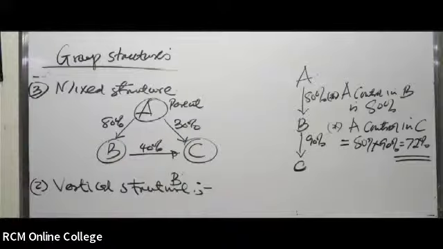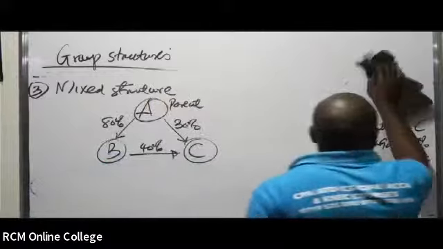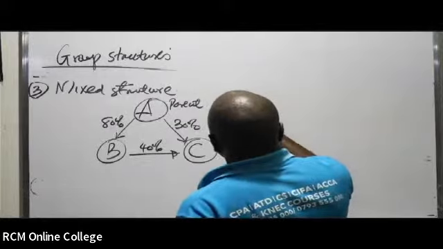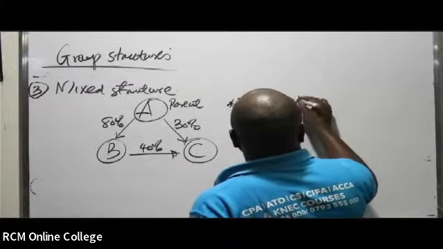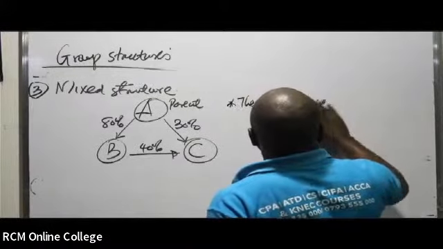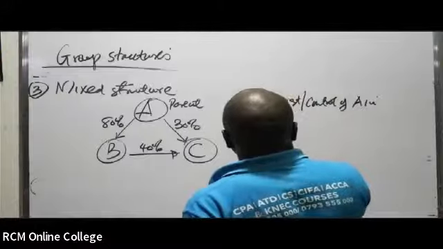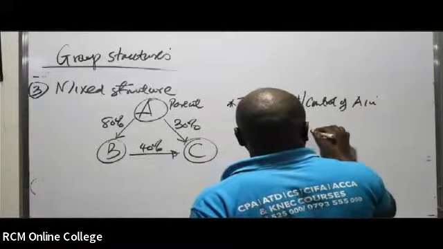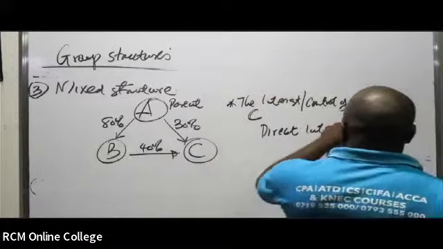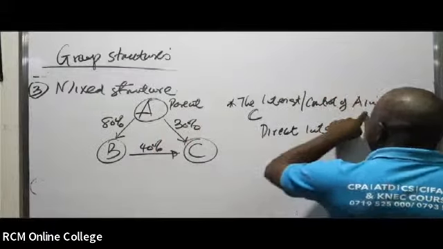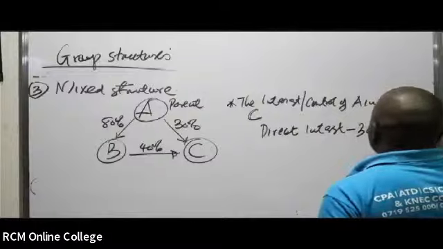So in this case, we want to get the interest or control of A in C. The interest or control of A in C is equal to the direct interest plus the indirect interest. The direct interest of A in C is 30%.